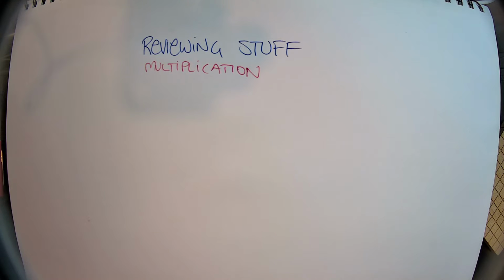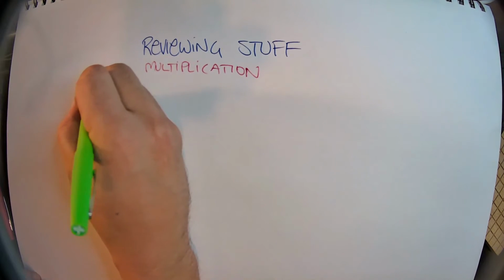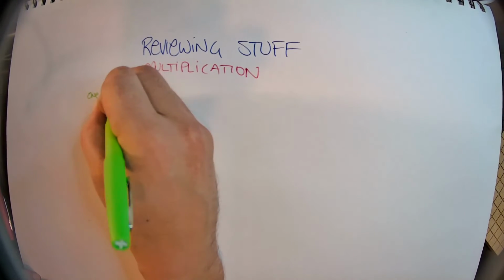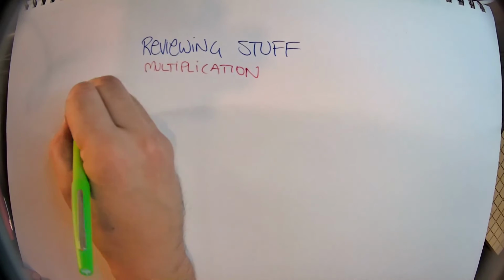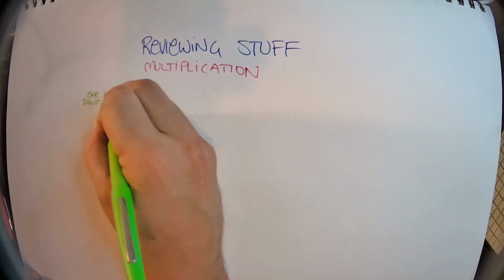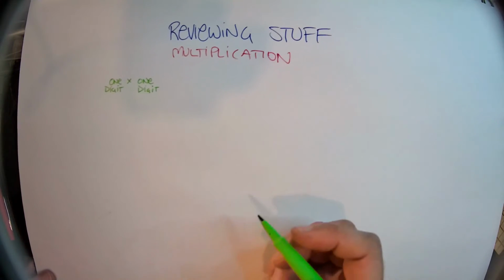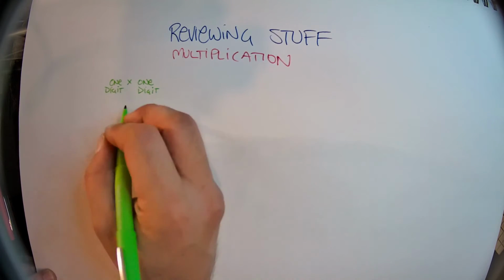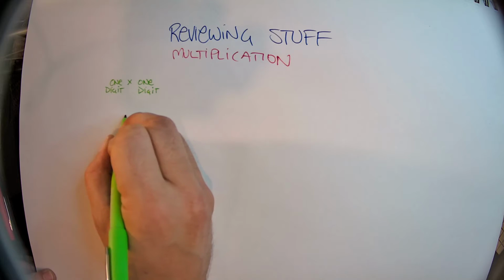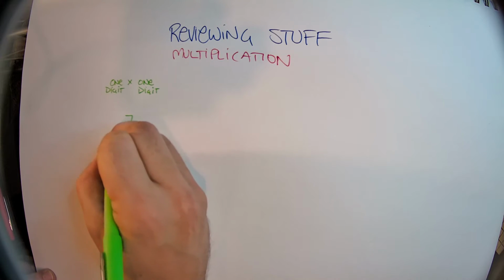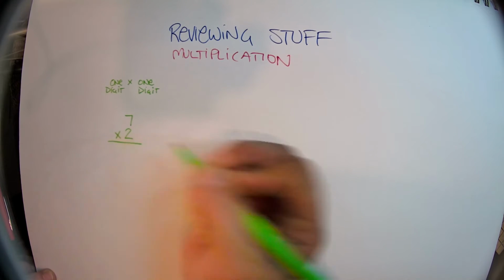So today we are reviewing stuff, multiplication. And the first thing that we're going to review is going to be, let's just do some one digit times one digit. So we're going to start off with one digit times one digit, otherwise known as a math fact. All right, so a one digit by one digit number for multiplication would be something like that.